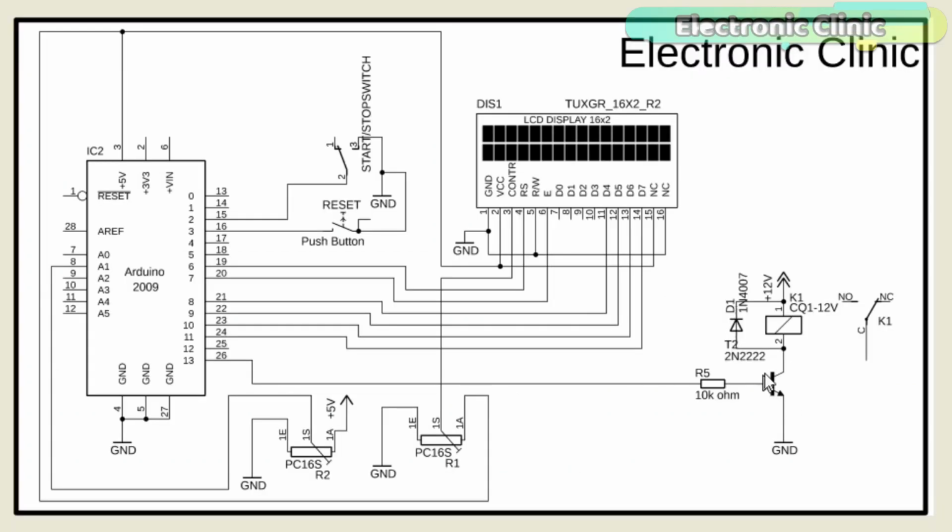The collector of the 2N2222 NPN transistor is connected with the relay coil, while the other side of the relay coil is connected with 12 volts. The emitter of the transistor is connected with the ground. A 10K resistor is connected with the base, while the other side of the resistor is connected with pin number 13 of the Arduino. The transistor and resistor together make the relay driver circuit.